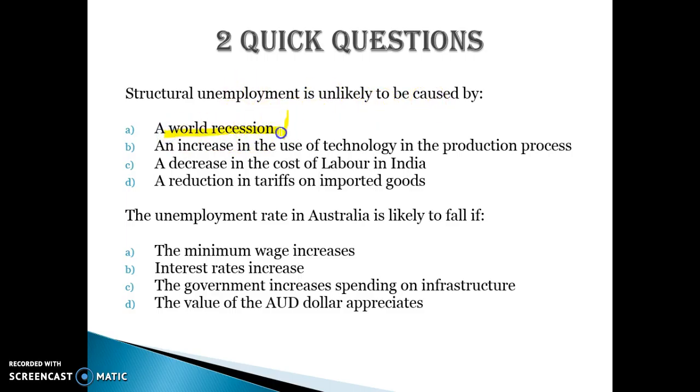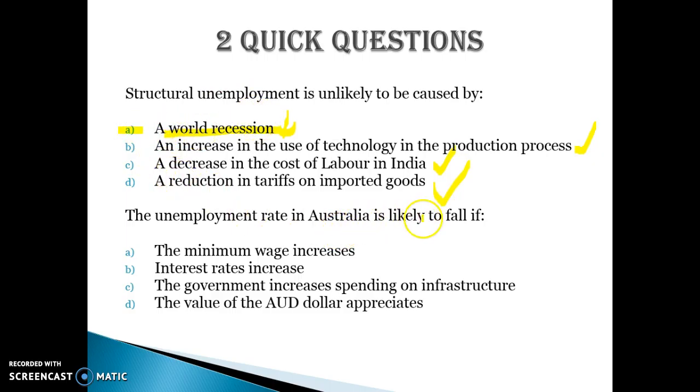Structural unemployment is unlikely to be caused by a worldwide recession. Well, that's an example of cyclical unemployment. An increase in the use of technology in the production process, that would be a form of structural unemployment. A decrease in the cost of labour in India, that would lose jobs in Australia and cause more structural unemployment. A reduction in tariffs could cause more structural unemployment as well. So the answer is A.